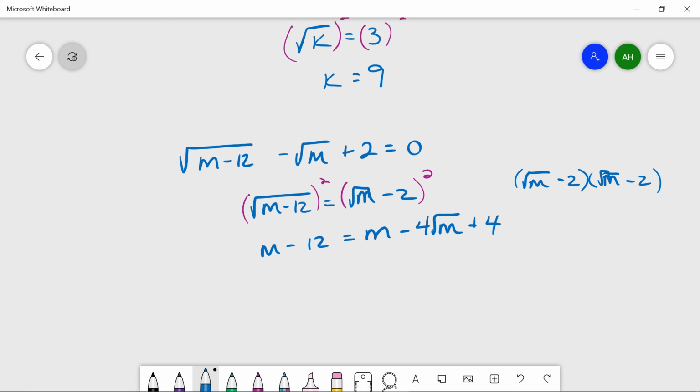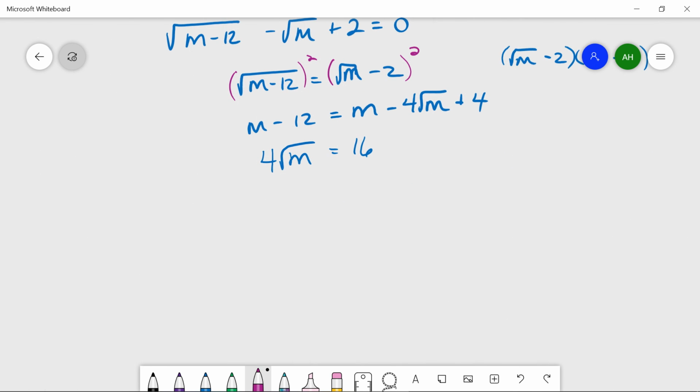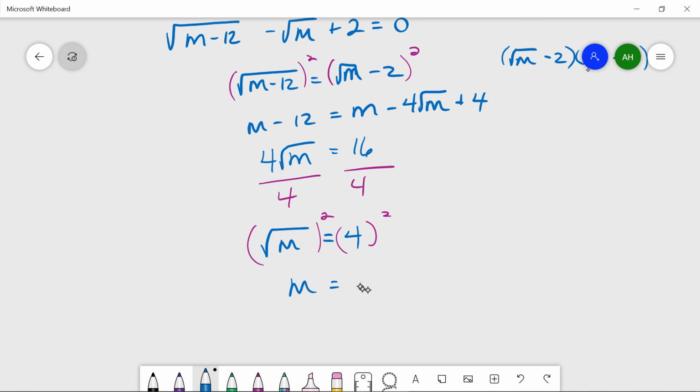Let's move some things around. Let's bring this 4 root m over here. We'll move that other m over, and those two will cancel. We'll move the 12 over. It will become positive, and the 12 and the 4 will give us 16. We're going to divide both sides by this 4 to get rid of that, and we have root m equals 4. We're going to square both sides, and now m equals 16.